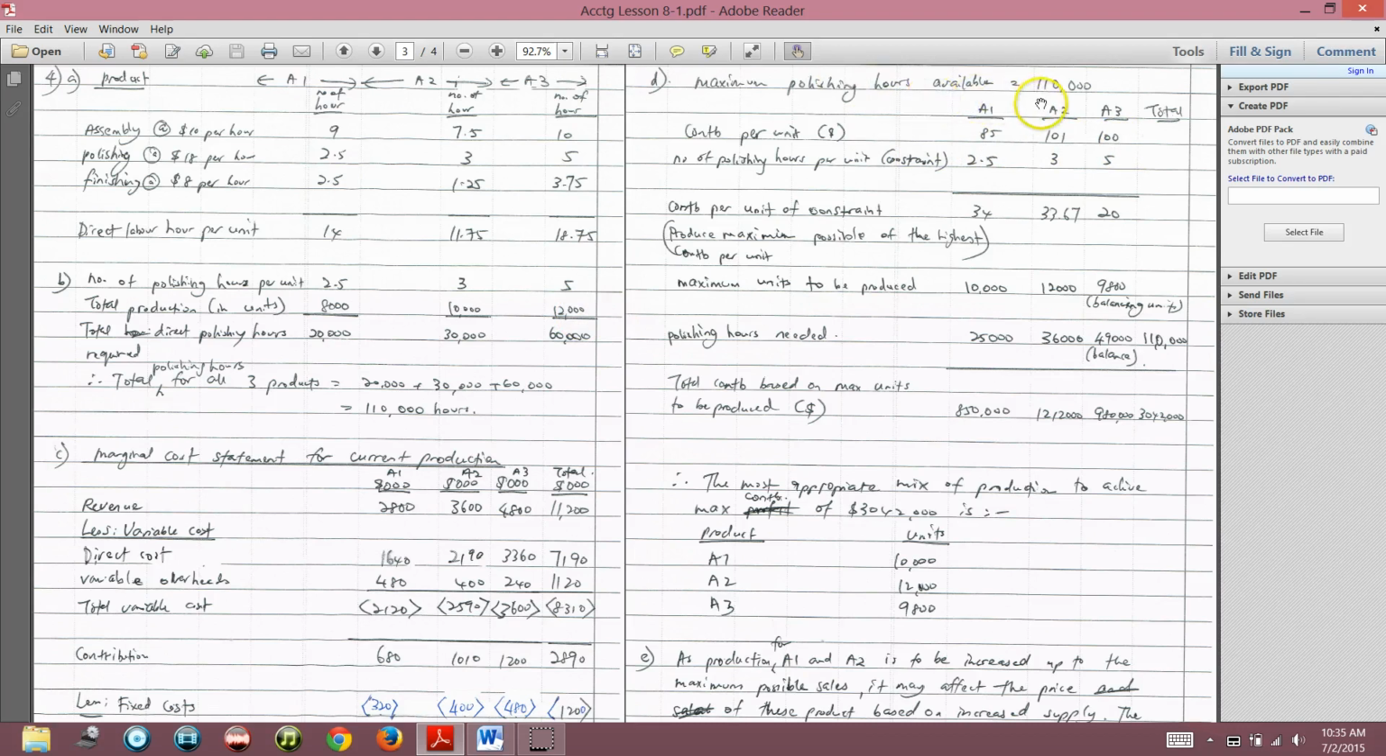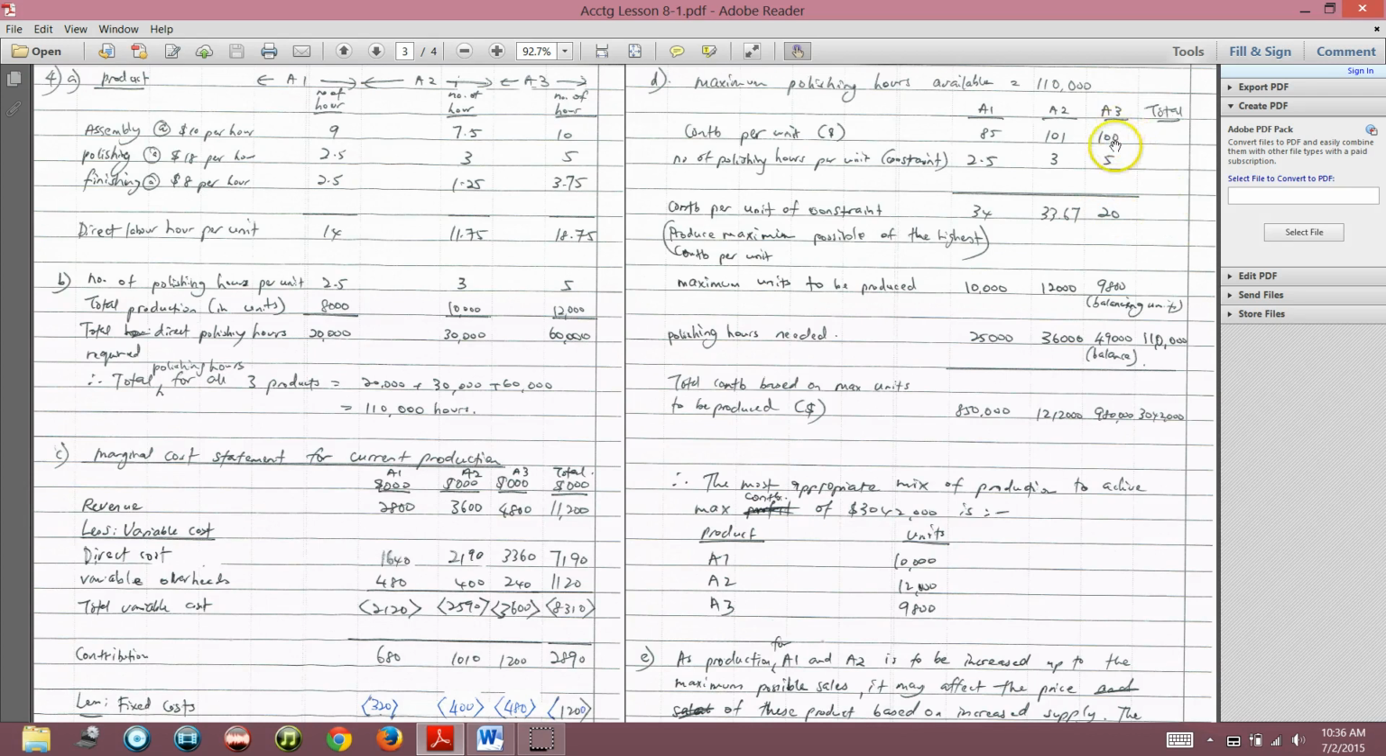You see, the polishing hours are a scarce resource. Even though A2 produced the highest contribution, we must also take into consideration how much polishing hours each of these products requires. A1 requires 2.5 polishing hours, A2 requires 3, and A3 requires 5. So we need to find the contribution per unit of constraint. Our constraint is polishing hours. The contribution is 85 for A1, but it uses 2.5 polishing hours. So contribution per polishing hour for A1 is 34, A2 is 33.67, and A3 is 20.